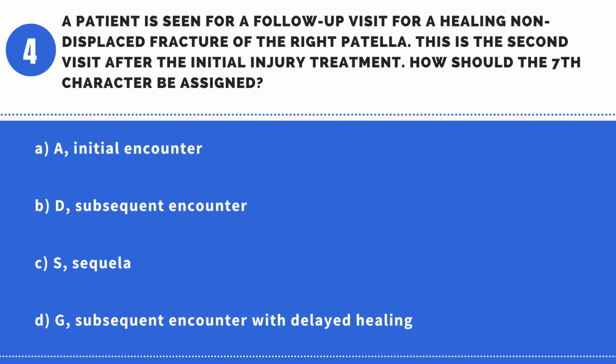Question 4. A patient is seen for a follow-up visit for a healing non-displaced fracture of the right patella. This is the second visit after the initial injury treatment. How should the seventh character be assigned? A. Initial encounter. B. D. Subsequent encounter. C. S. Sequela. D. G. Subsequent encounter with delayed healing.